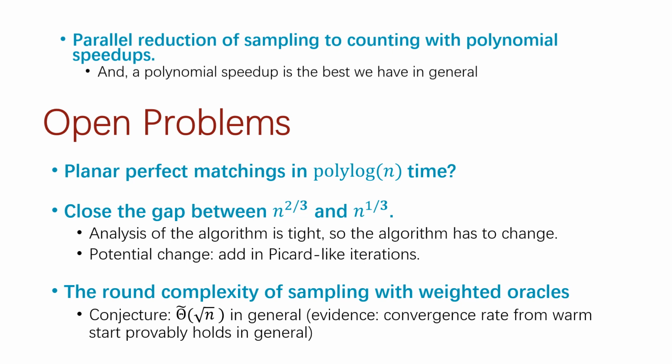Finally, as problems like sampling spanning trees naturally allow us to do weighted counting, it could also be interesting to improve the n to the 2/3 upper bound using weighted counting oracles.